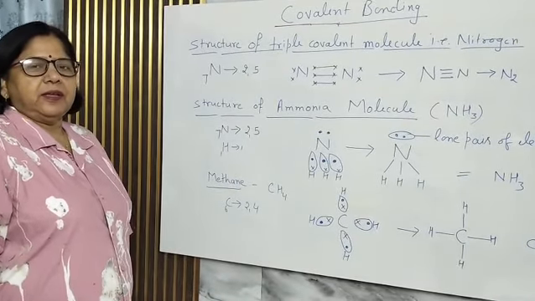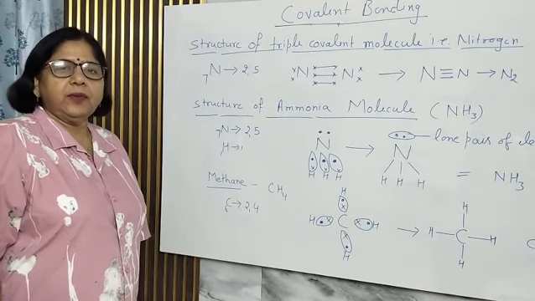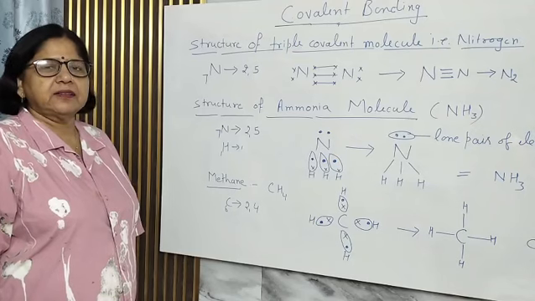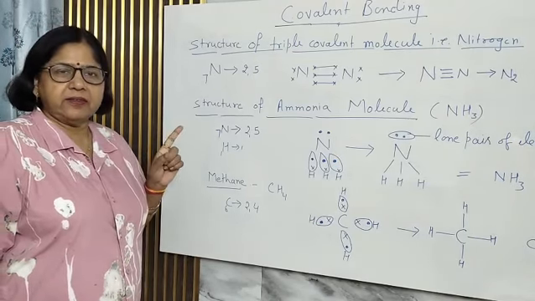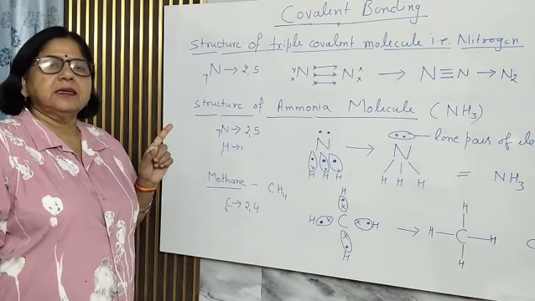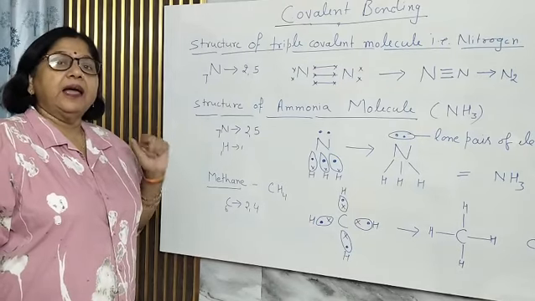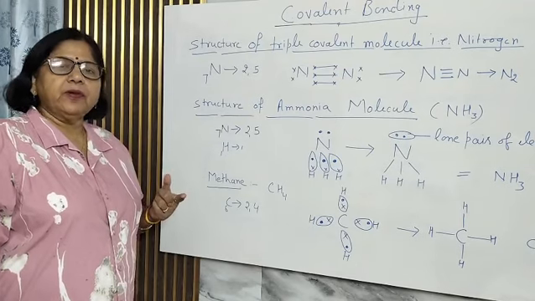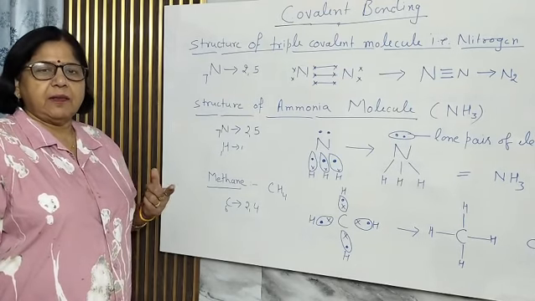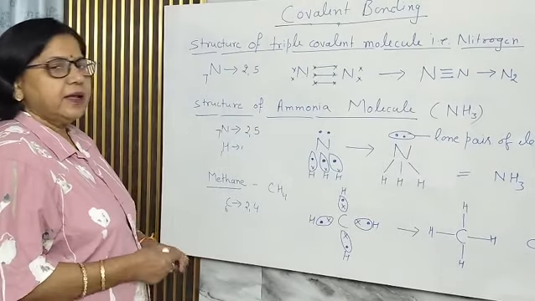Hello students, today we are going to discuss the structure of the triple covalent bond, right? Yesterday we discussed the single covalent bond, that is the example of chlorine and hydrogen. Then we had discussed the double covalent bond, that is oxygen. And today, in continuation, we are going to discuss the triple covalent bond, and the example is, what? The example is nitrogen, right?